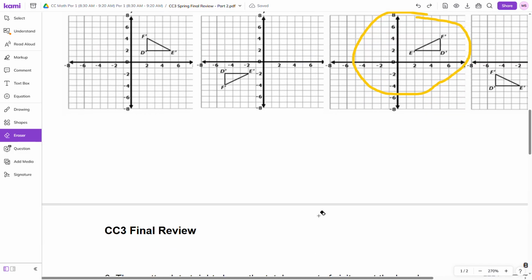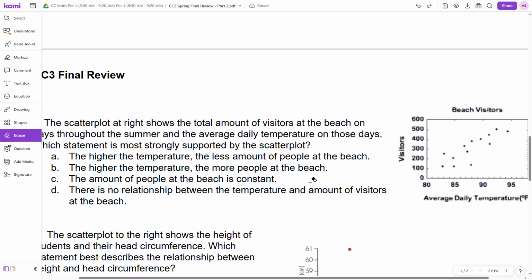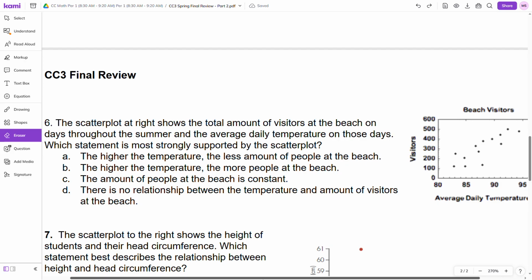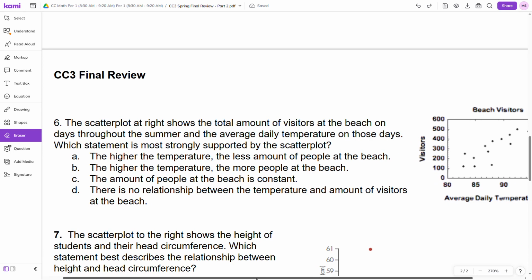All right, number 6. And as always, try it yourself first. The scatter plot at right shows the total number of visitors at the beach on days throughout the summer and the average daily temperature on those days. Which statement is most strongly supported by the scatter plot?